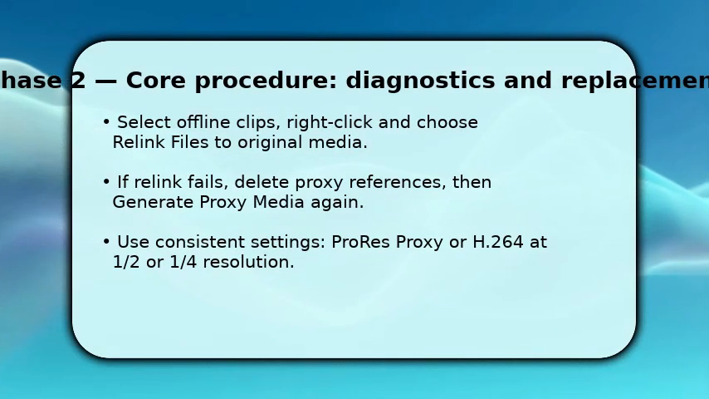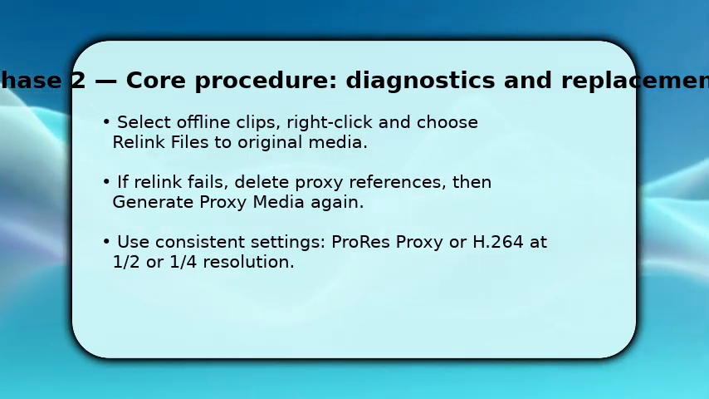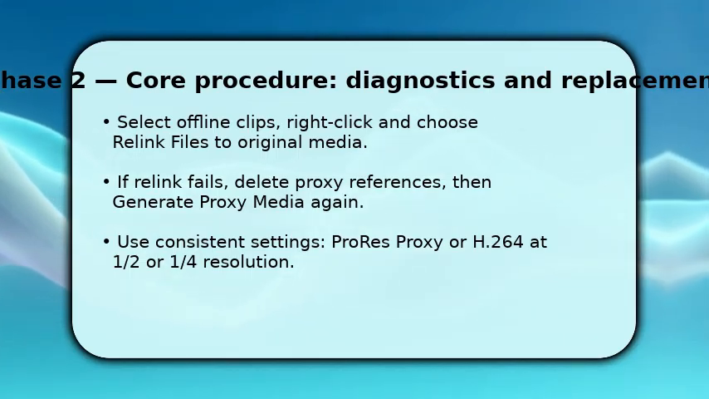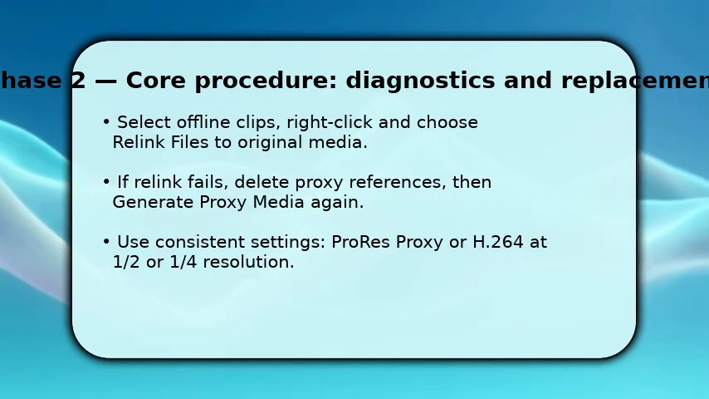Now you relink and, if necessary, recreate proxies to restore playback. Select the offline clips, right-click and choose Relink Files to point Final Cut to the original media. This often resolves the missing proxy indicator.